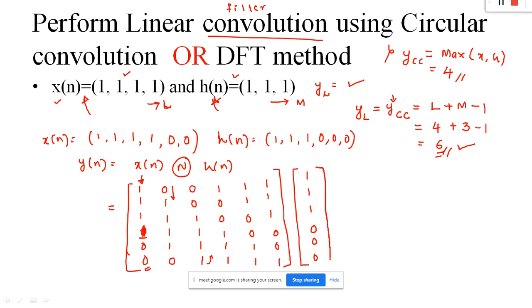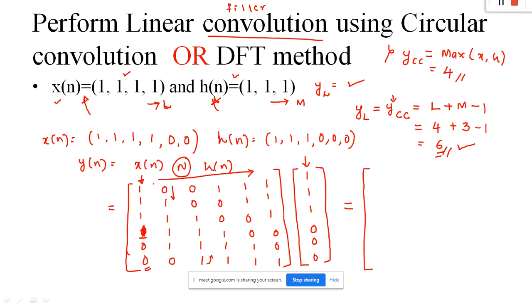Now if you perform the circular convolution like this, it is nothing but a matrix multiplication operation. This matrix has to be multiplied, perform the multiplication operation, and get the values. So what is the output here? Just multiply, and please let me know the output here.